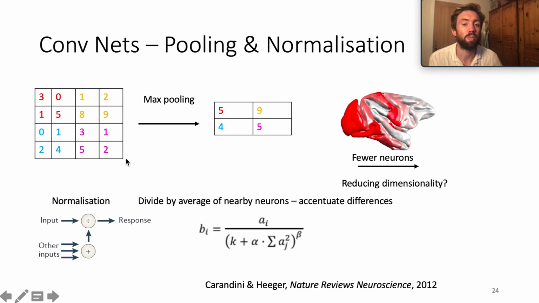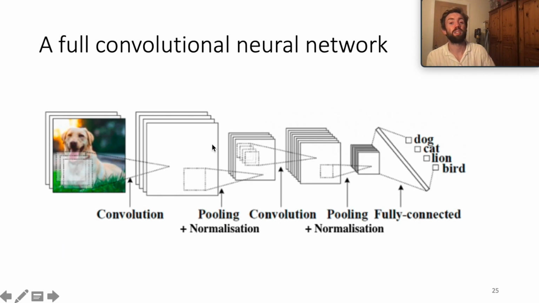Sometimes people also do a normalization of the activations, for example, within a layer. This is actually very similar to something that is seen in real neurons, that very often the activity of a neuron is essentially divided by the activity of nearby surrounding neurons. And this seems to accentuate the differences in firing between neurons. So this is essentially what a full convolutional neural network may look like, with multiple different convolution, pooling and normalization steps. It often ends also with a fully connected layer or two before some sort of a classification.